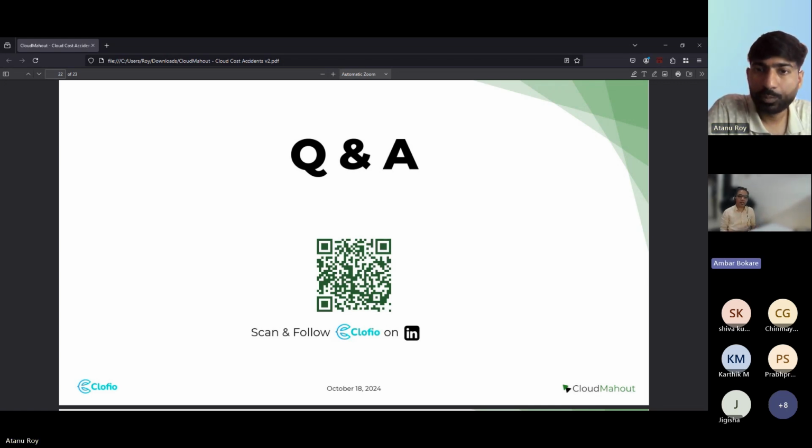Perfect. In fact, this question came up so often that we eventually built a page. If you search Clofio free tools, we have built a free tool to compare the three clouds. If you want to build a small infrastructure, let's say 4 CPUs, 8 cores, and X amount of RAM, the tool can quickly calculate and give you the amount based on the cloud, cloud region, and service you choose. You can try that out.